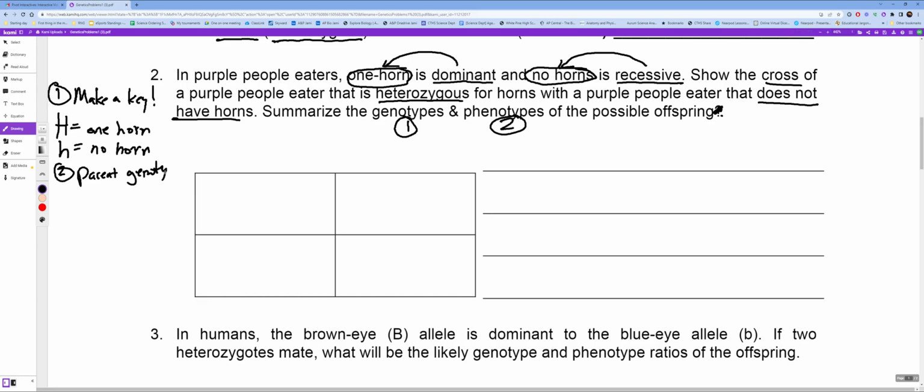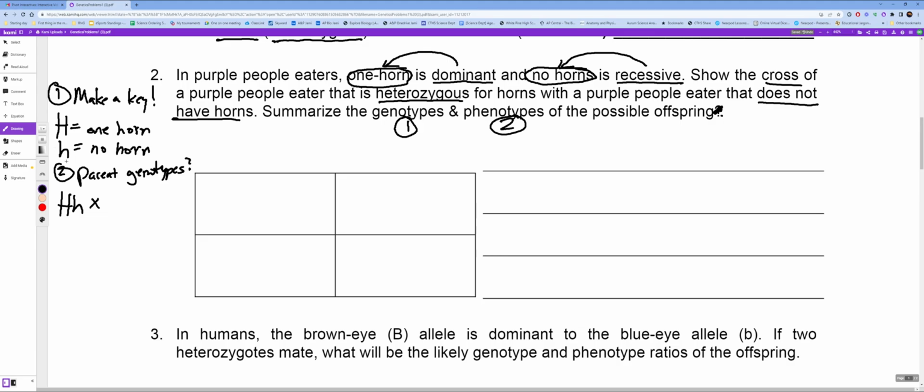Parent genotypes. What are the parent genotypes? Well, we know a genotype is made up of 2 alleles. In this case, we have a heterozygous for horns as our first parent, right? There's a purple people eater that is heterozygous for horns. So if something is heterozygous, remember the first and second allele are different, crossed with a purple people eater that does not have horns. No horns.